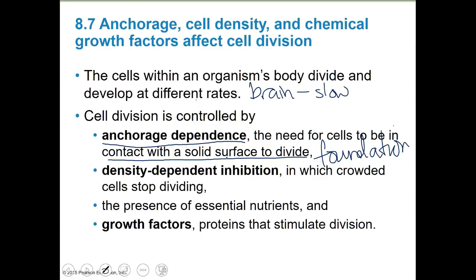Density-dependent inhibition just means that when it's crowded, cells stop dividing. So if a cell is touching on all sides, and then it's got something down here that it's attached to, well then it's going to say, I don't need to divide. I'm good to go and I'm sitting here. There's no need to divide. So that is density-dependent inhibition. It is inhibited from dividing if the density is high enough.